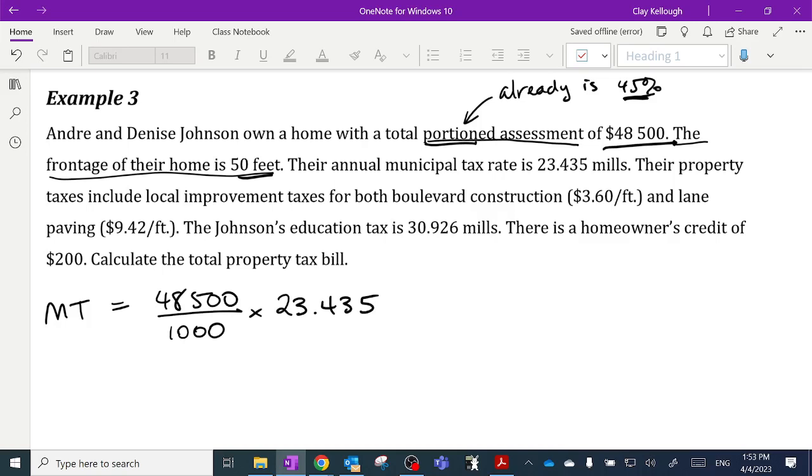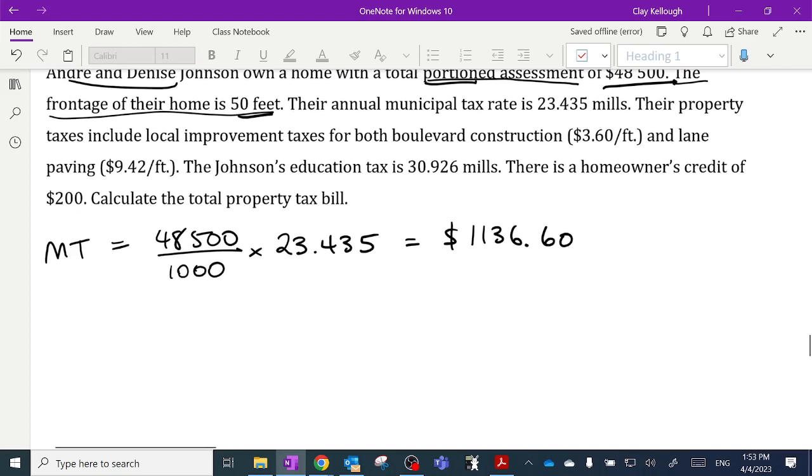There it is. Okay, I've already punched these buttons. I think. Yep, I did. So I got $1,136.60. There we go. So that's how much the person who owns this house, Andre and Denise Johnson, have to pay every year to the city they live in to run the fire department and the police department and the libraries and the community center and fix the roads and put flowers in front of Charlie the Channel Cat.